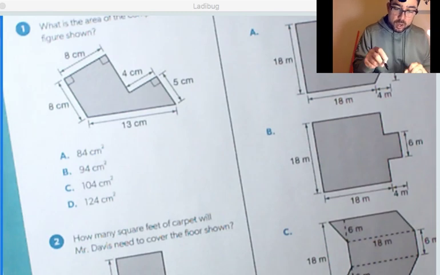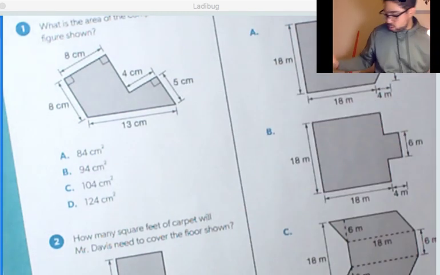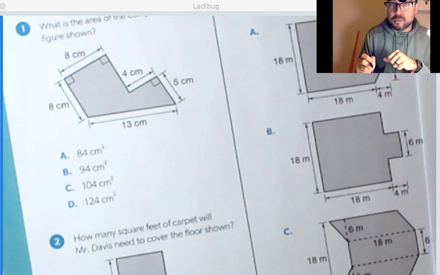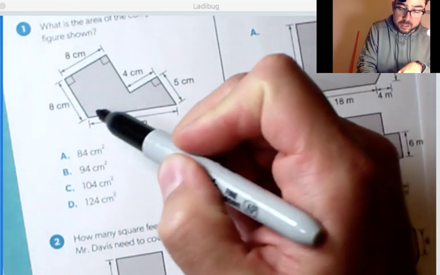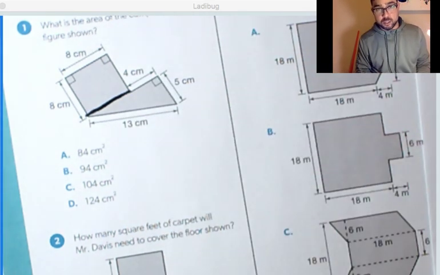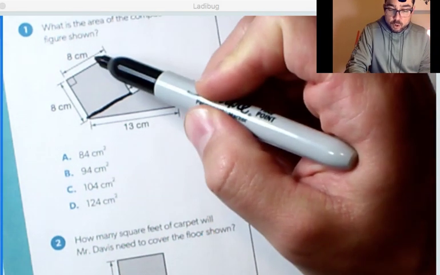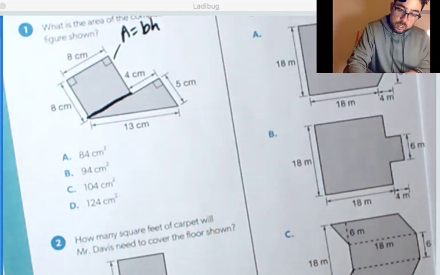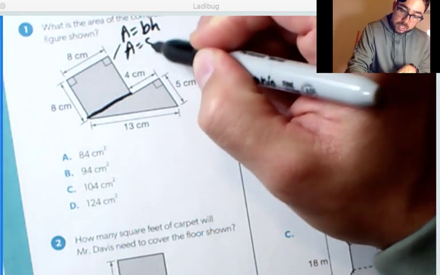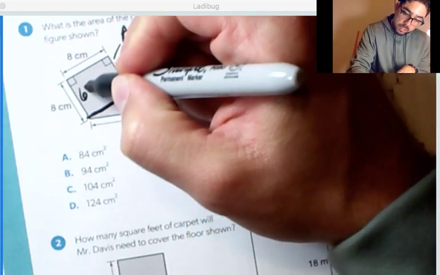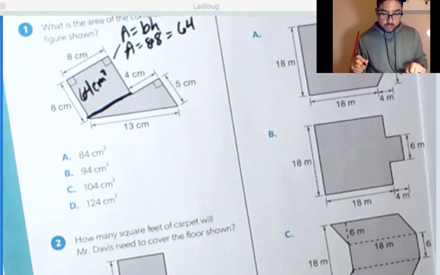All right. So number one, what is the area of the composite figure shown? Whenever we're doing a composite figures problem, we have to break the figures up into shapes, right? From there, I can see there's a square and a triangle. The formula for the square is area equals base times height. You guys are pros at that by now, which means area equals 8 times 8 equals 64. So the area of this square would be 64 centimeters squared.